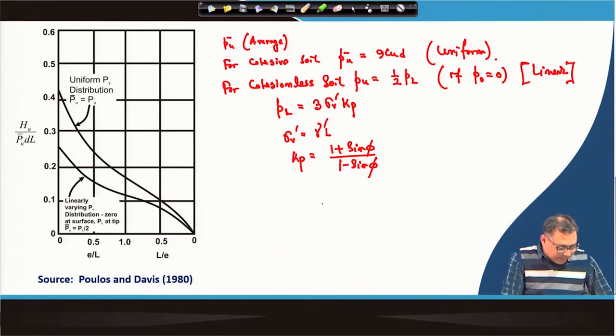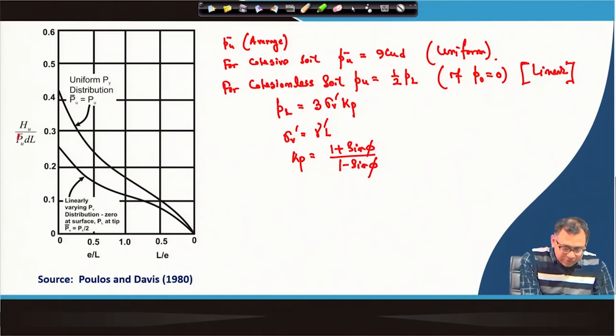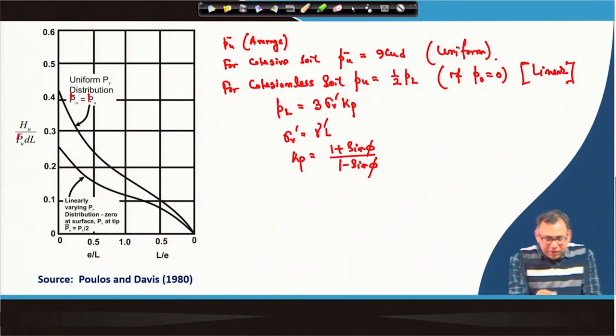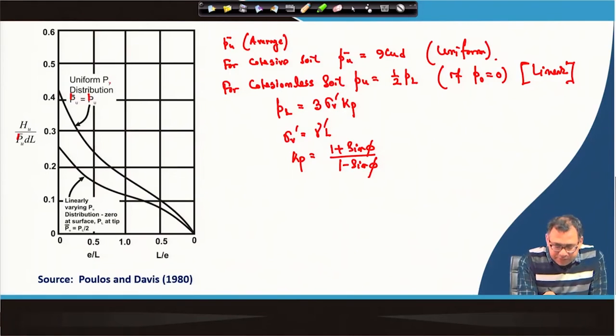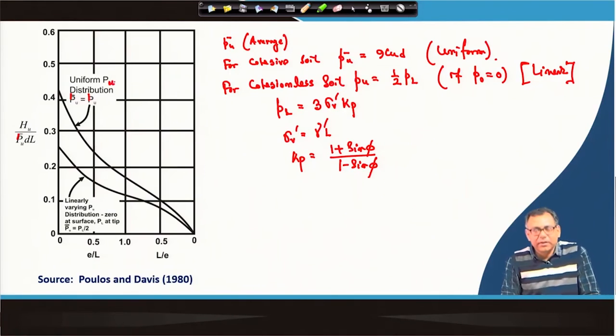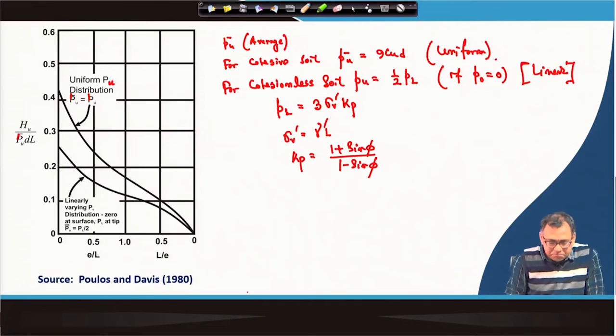So, you will get this value. Once I get this value, I will get the Hu value, because I have to calculate P_u bar. This is small p, this is also small p, this is also small p. So, uniform P_u distribution, this is P_u distribution.